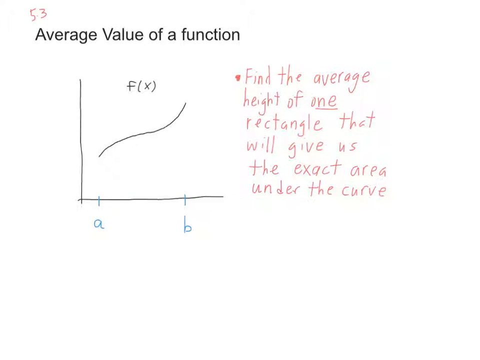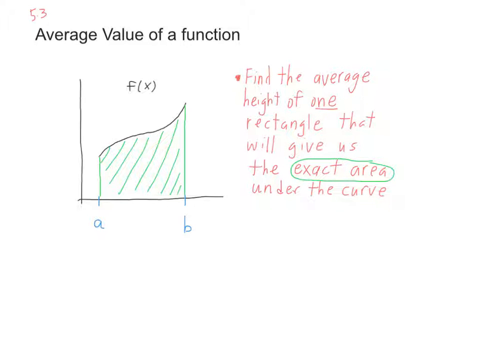Alright, in this video we are looking to find the average value of a function. What that means is we are looking to find the average height of one rectangle that will give us the exact area under the curve. Suppose we have this function sketched for us, and we're interested in finding the exact area under the curve. If it's bounded between A and B, we know that this region that I'm shading in green represents our exact area.